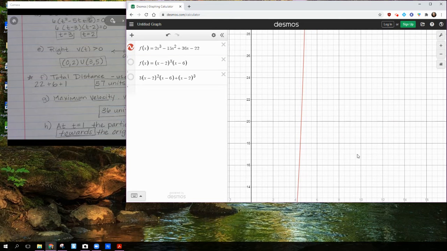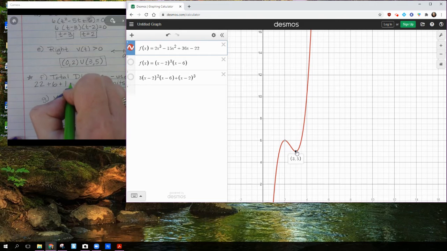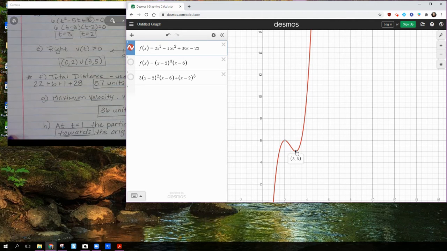So we were all the way down here at 5. So from 5 all the way up to 33 is another 28 units. So if you go from 5 to 33, that's going to be a difference of 28 units. So when you add all of these up, you end up getting a total of 57 units. So that's how you do total distance.